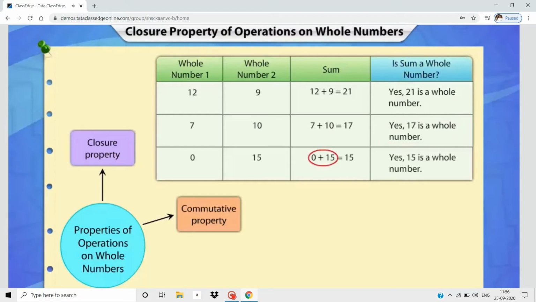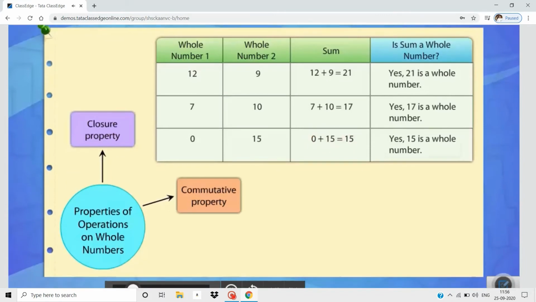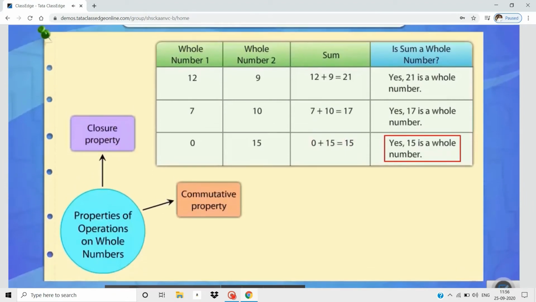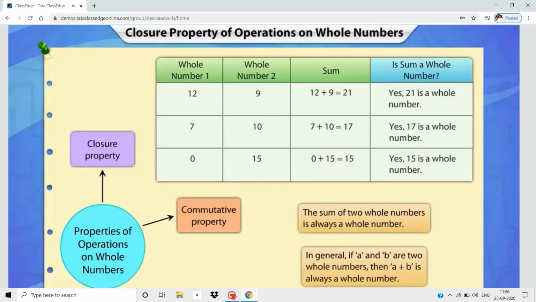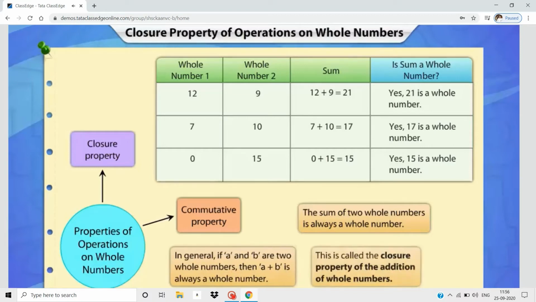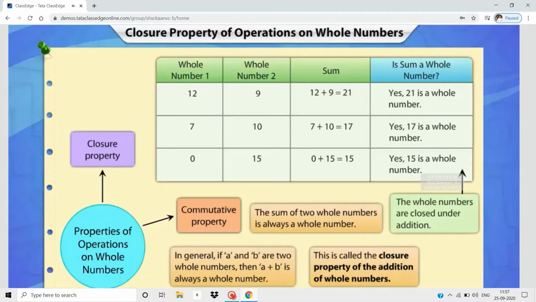Similarly, the sum of the whole numbers 0 and 15 is 15. And 15 too is a whole number. Thus, we can conclude that the sum of 2 whole numbers is always a whole number. In general, if A and B are 2 whole numbers, then their sum A plus B is always a whole number. This is called the closure property of the addition of whole numbers, and we say that the whole numbers are closed under addition.